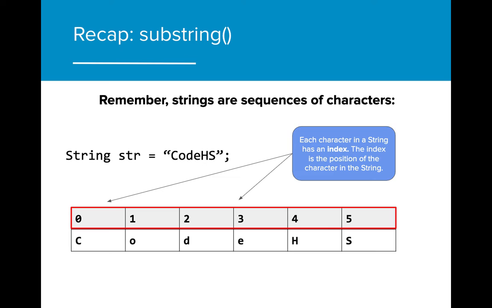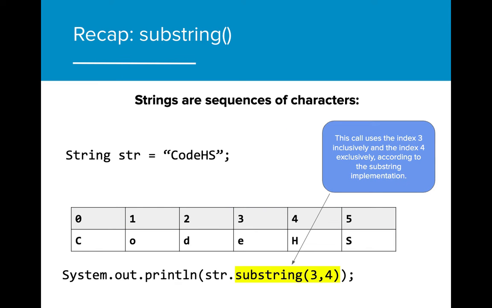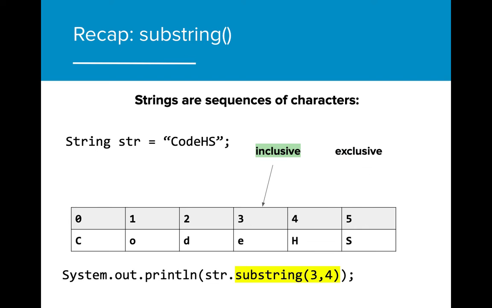Recall that each character occupies a specific place in the string, which is called the index. The letter C is at index 0. The second letter O is at index 1. The letter D is at index 2, and so on. The index will help us to access different parts of any string. The call to substring 3, 4 is isolating the string from index 3 to index 4. So for this method call using substring, the index 3 is included and the index 4 is excluded.